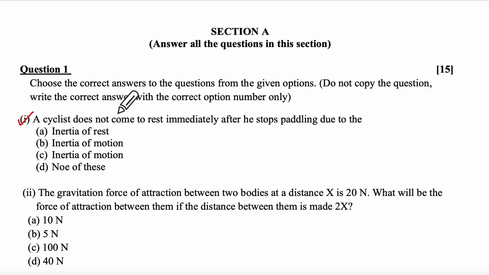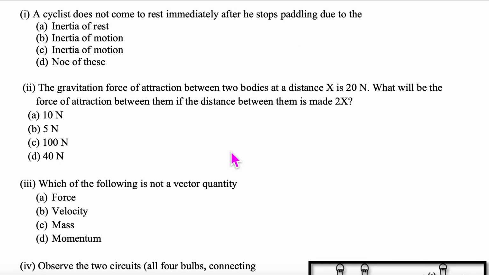What does the cyclist do? He does not come immediately to rest after he stops paddling, because something must be keeping the cycle in motion. What is it? Inertia. Correct. They've given the same option twice, inertia of rest. So we'll have to put B and C both. If there's a mistake, say B as well as C, you'll have to write.